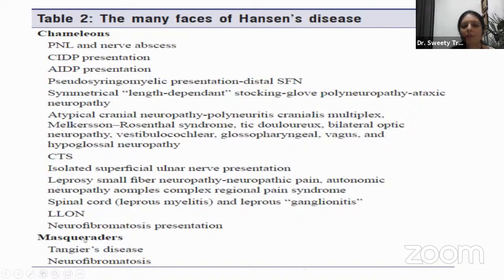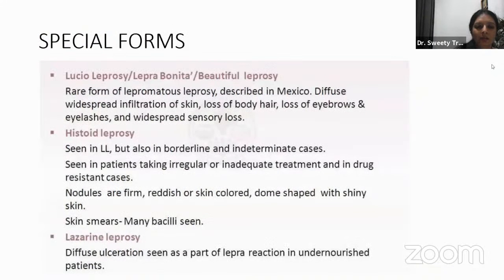Again, we have to know the masqueraders, those patients who have nerve thickening and skin lesions. You think it is leprosy, but they may have other diseases like Tangier's disease or neurofibromatosis. You should also have a list of differential diagnoses for nerve thickening, apart from leprosy, like amyloidosis, CIDP, and many hereditary neuropathies, HSMN, and those things.